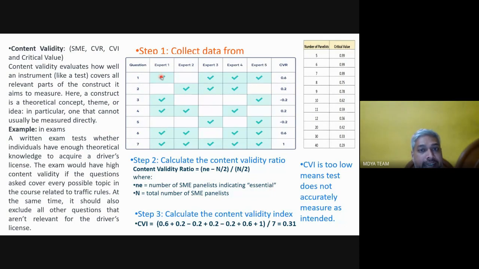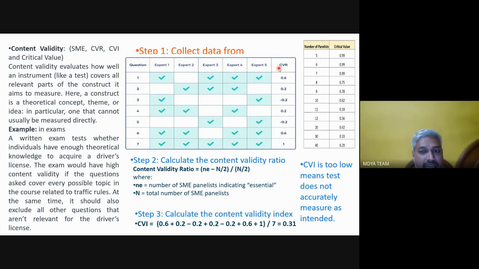Means who take the question mark, right, means it is essential. Essential means yes, you need to keep it in your questionnaire, right? So on the basis of that, 5 experts are there, and we applied the formula for that. And after solving that formula, what ratio have we received? 0.6. So this 0.6 is a CVR, content validity ratio.